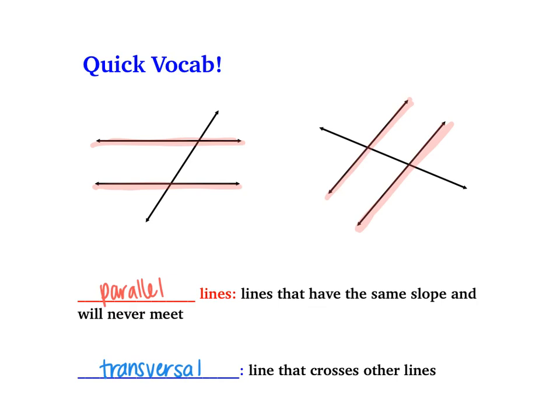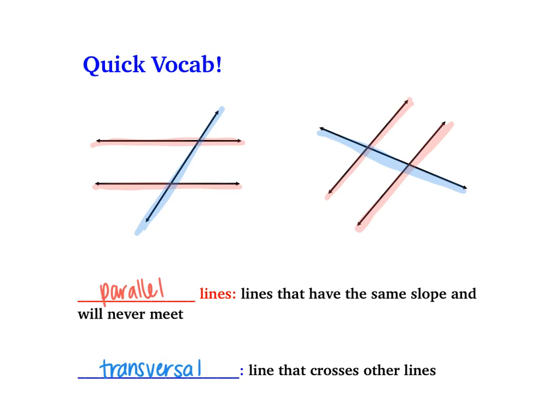A transversal would be that other line that's kind of cutting through them. The official definition would be a line that crosses through other lines. So that's what we have here: some line that's cutting across that pair of parallel lines. A lot of times you'll see something regarding a pair of parallel lines cut by a transversal.